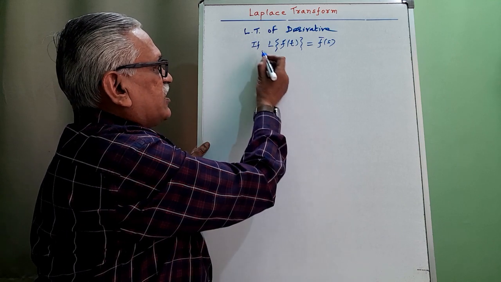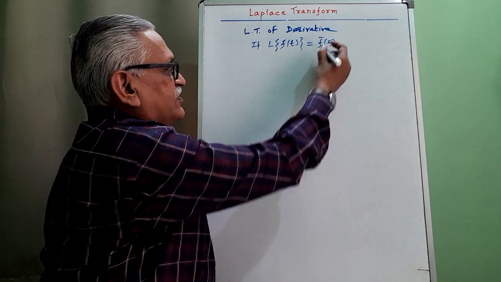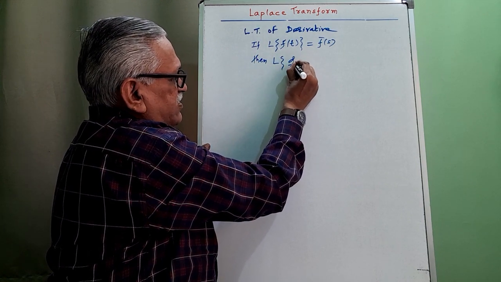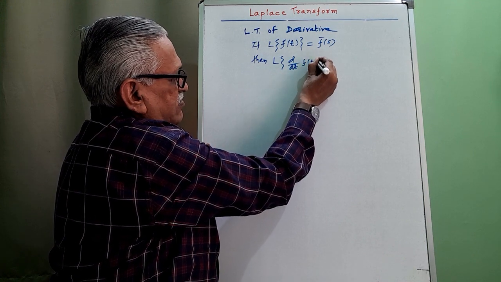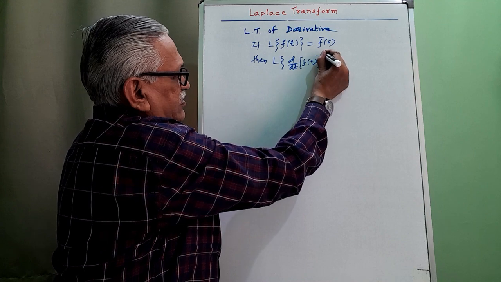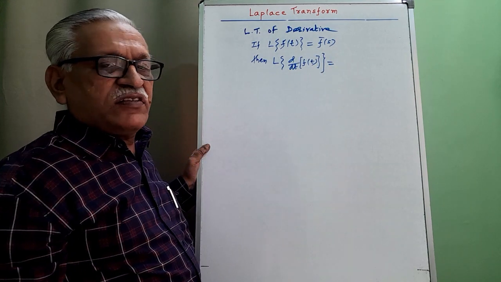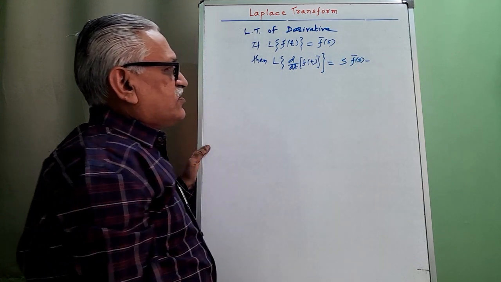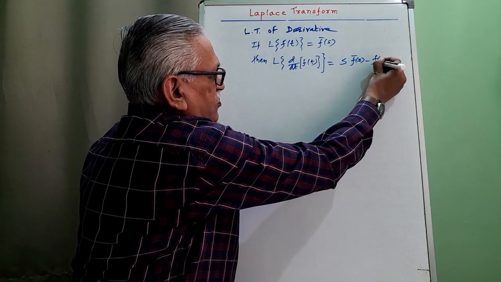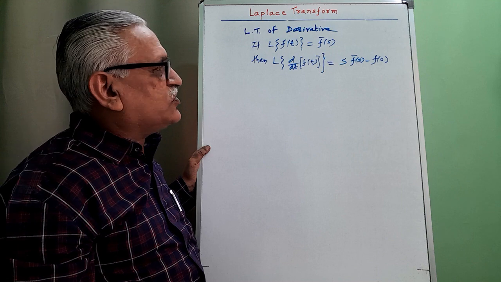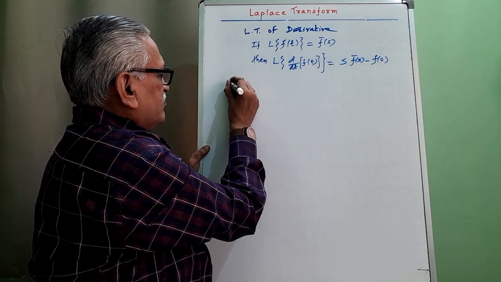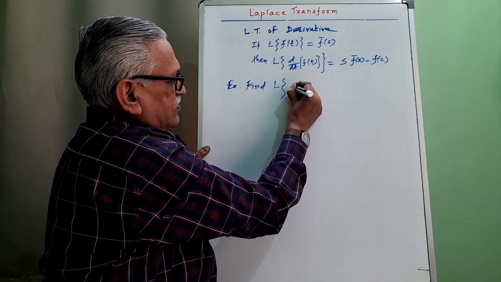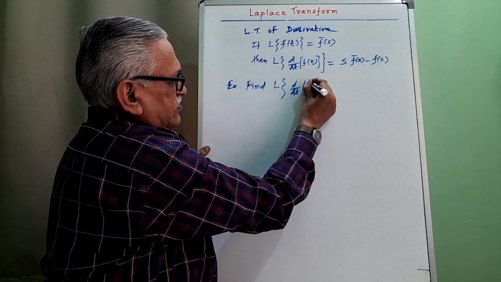Laplace transform of a derivative, statement is like this: if Laplace of f of t is f bar of s, then Laplace transform of the derivative of that f of t with respect to t is given by s f bar of s minus f of 0, value of that function at t equal to 0. Example, find Laplace transform of d by dt of sin t by t.